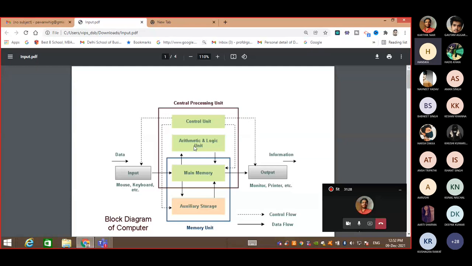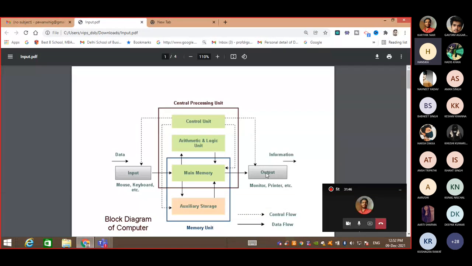Once the task has been done, the processed data is again sent to the main memory, where it is stored, and it is then given to the output if you want to see it displayed. Basically it is sent to the output for displaying purposes.